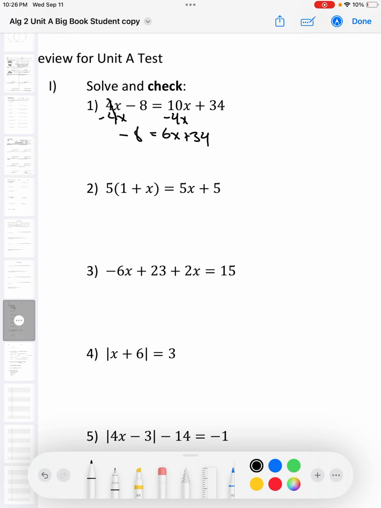Then we're going to subtract 34 on both sides. Subtract 34. And that's going to give me negative 42 equals 6x. I would then divide by 6 on both sides. And that's going to give me x equals negative 7.